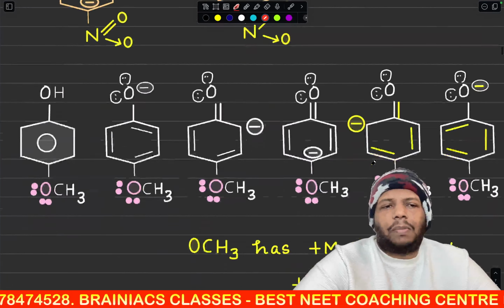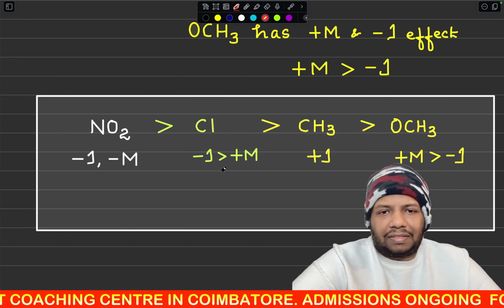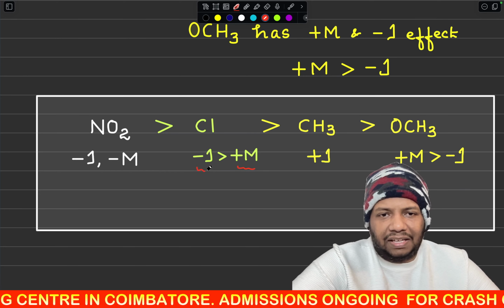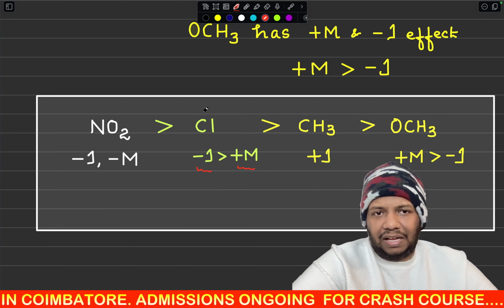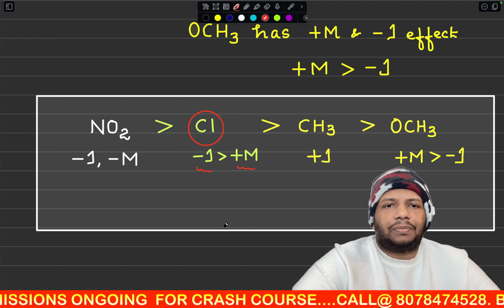Okay, so if you have minus M and minus I, that will make it a much stronger acid. If somebody has plus M, that will make it a very weak acid. But the only exception is halogens. For them, the minus I is more dominant over plus M. That is the reason it is coming second. Okay, I hope it is clear for you.